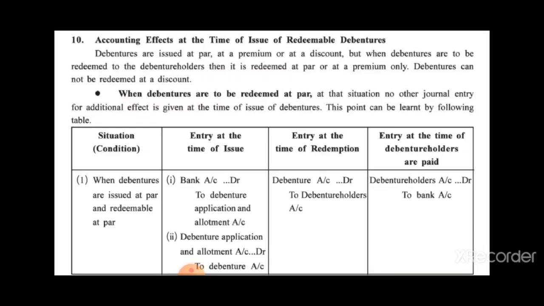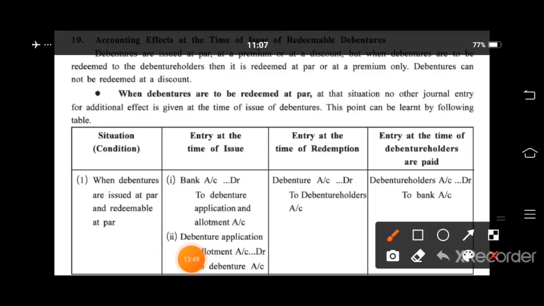When debentures are to be redeemed at par, at that time the journal entry for the additional effect is given at the time of issue of debenture. Here is the situation when debentures are issued at par or redeemed at par. If we are going to sell 100 rupee debentures in the market, then we have to redeem that money at a cost of 100 rupees.